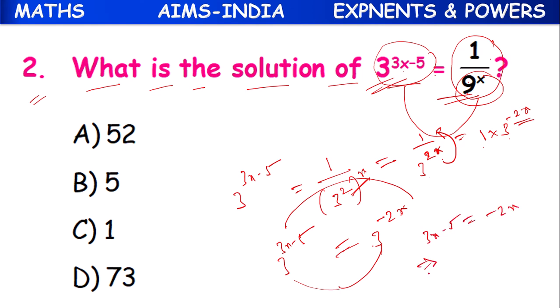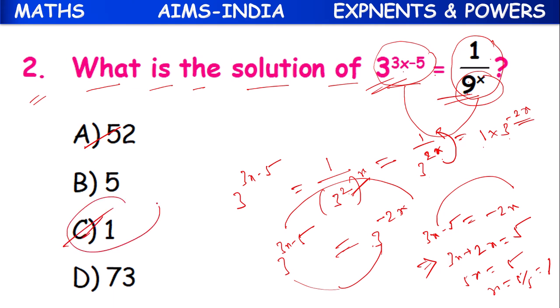3x minus 5 equals minus 2x. If minus 2x comes to this side, it gives 3x plus 2x, and if minus 5 goes to that side, it will become plus 5. So 5x equals 5, x equals 5 by 5, which is equal to 1. So C option, x equals 1, is the correct answer.